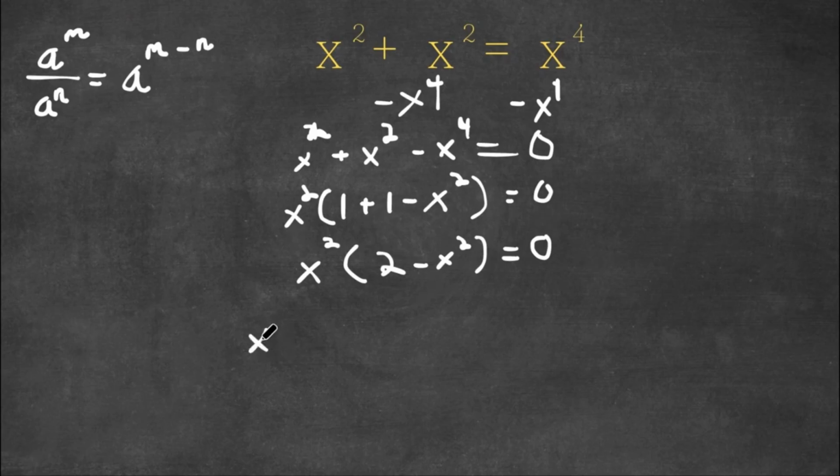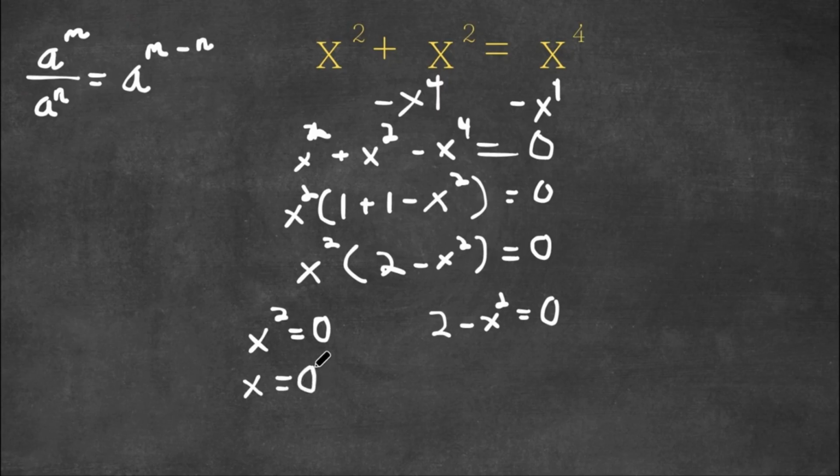Our first equation is x squared is equal to 0, and our second equation is 2 minus x squared is equal to 0. Now for x squared equals 0, well, this is simple. The only number that squared equals 0 is simply 0. So for this, we have x is equal to 0.